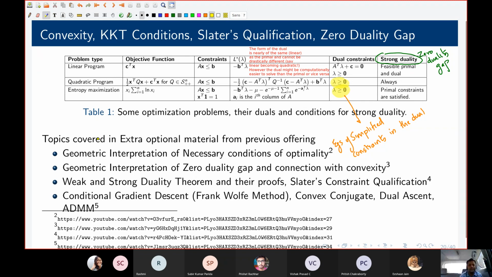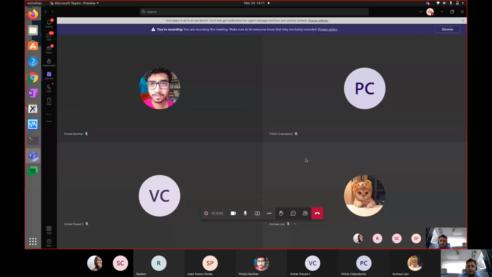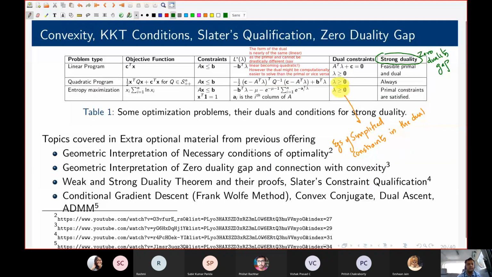I have extra optional material from a previous offering where I talk about the geometric interpretation of the necessary conditions of zero duality gap, the connection with convexity, lots of results on the weak and strong duality theorems, and Slater's constraint qualification. Based on this, I also evolve into other algorithms like conditional gradient descent, convex conjugate as another notion which we didn't talk about, dual ascent, ADMM, interior point methods. Many things that I talk about otherwise. I've put the links to the YouTube videos. You can certainly feel free to watch them.